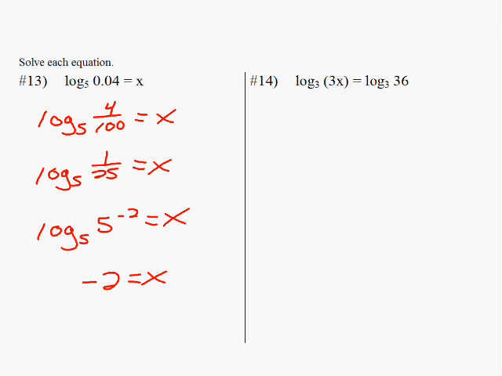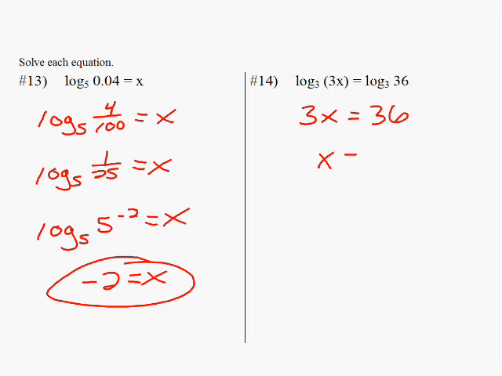Number 14. Using the property of equality. The left side of the equation and the right side are both written in one logarithm. They both have the same base. Therefore, the argument on the left is equal to the argument on the right. Divide both sides by 3 and you get x is 12.